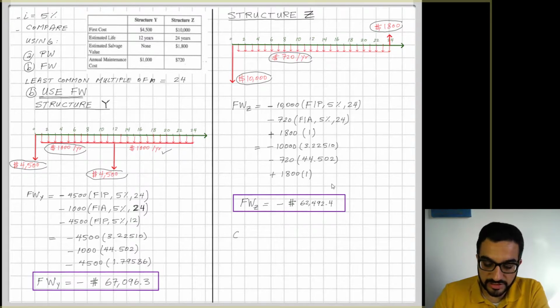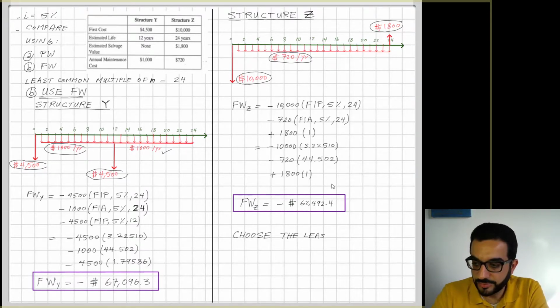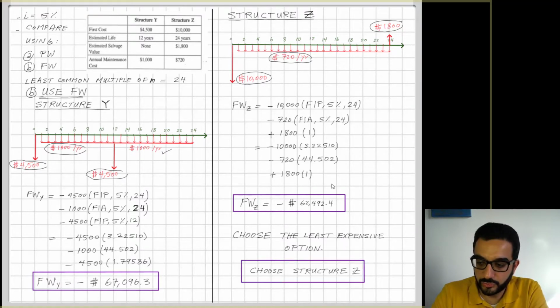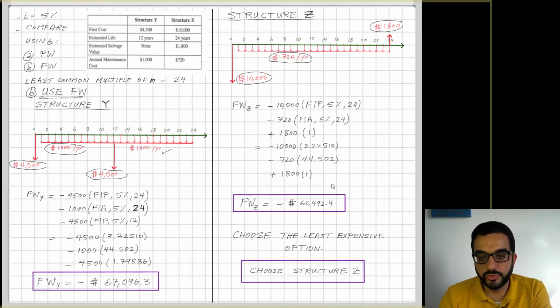Focusing here on selecting the least expensive option, I will end up with the same conclusion that I got from the present worth approach. So I'll also choose structure Z. So regardless of the approaches you use, you should end up with the same economical conclusion of which one should be selected from the economics perspective.